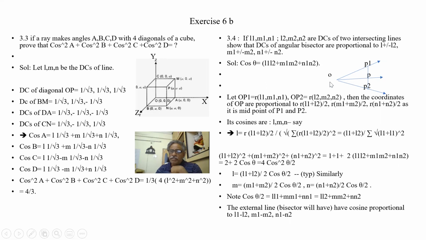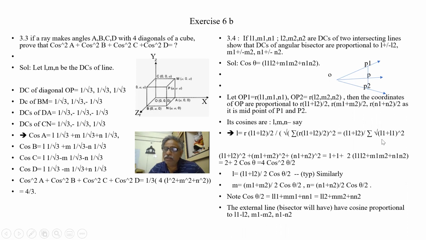Similarly, suppose the angular bisector is in this direction, it is the positive direction. It can be in this direction also. Then it will be l1 minus l2, m1 minus m2, n1 minus n2. So it will be opposite. That is the external line. For the internal line, we have to add both, averaging their unit vectors. Okay.